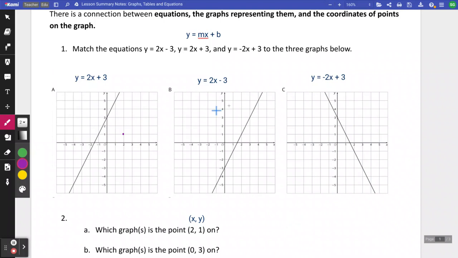We said it's not graph A. Make sure you check graph B and graph C to see if it's on those. And then also try part B as well. Which graph is the point (0, 3) on? Go ahead, pause the video and do that now.